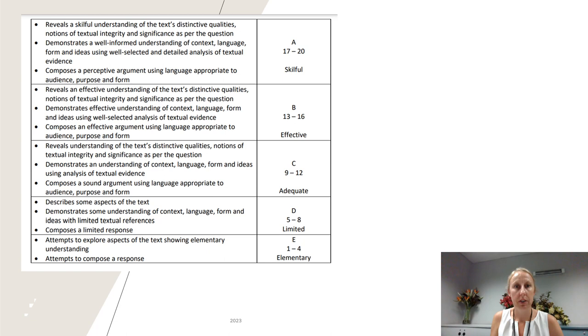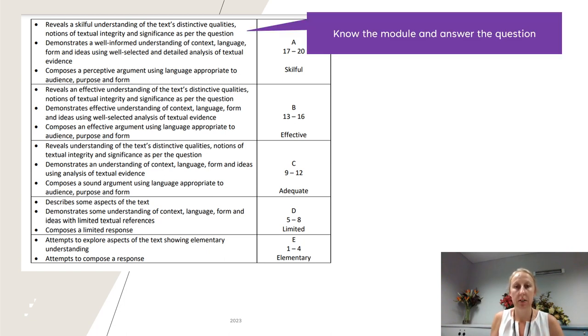Okay, so let's have a look at the marking criteria. There are three dot points on the page. The first is about how well you can reveal a skillful understanding of those things we talked about: the distinctive features, the integrity of the text, the significant, as per the question. So really what that boils down to is we're assessing how well you know the module and how well you can answer the question.